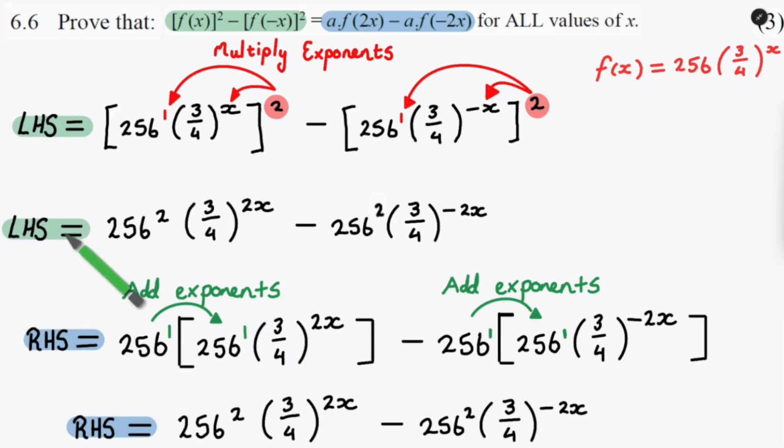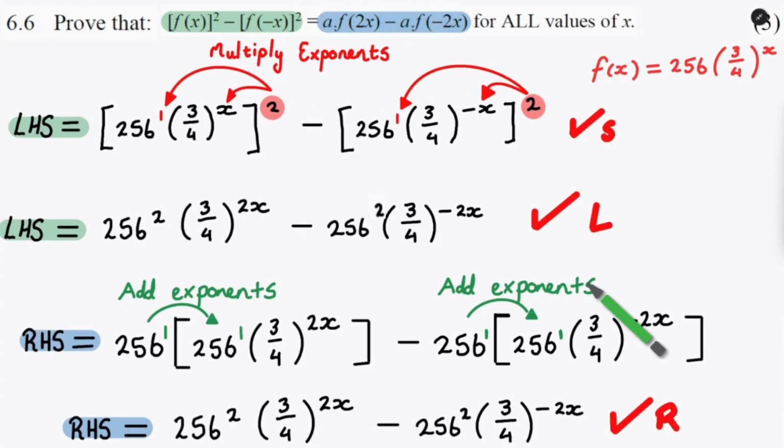Now you can see this expression for the left-hand side is exactly the same as this expression for the right-hand side. So now we've officially proved that this mess is equal to this mess. And wrapping this question up, your 3 marks are awarded for the substitution in this line, the expression for the left-hand side, and the expression for the right-hand side.